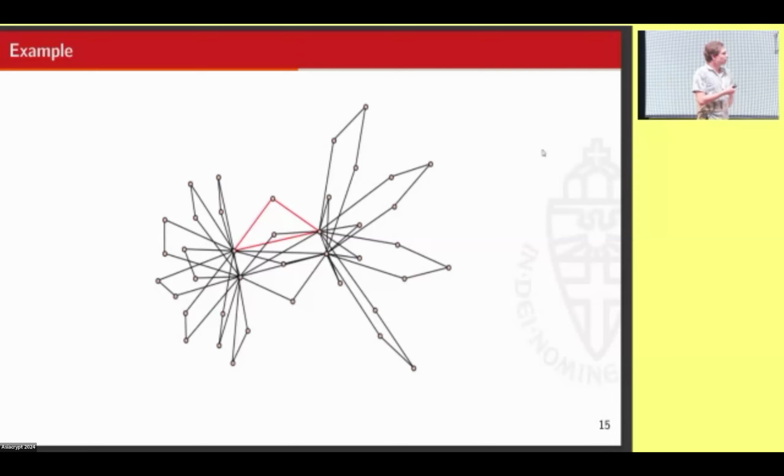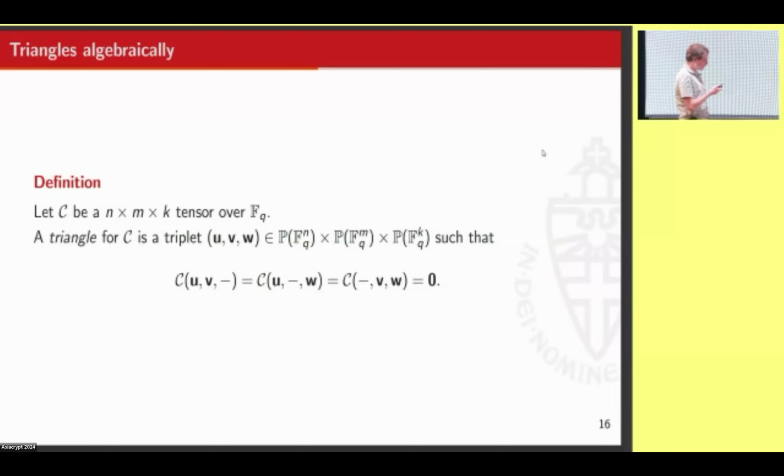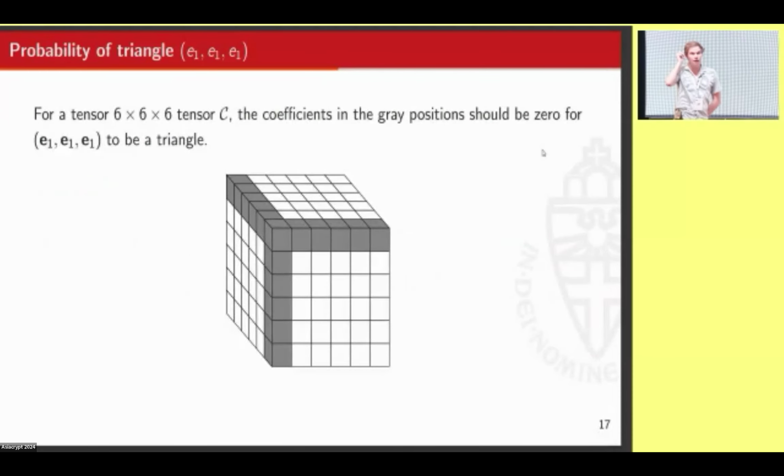So if we go back to the definition of our graph, what does a triangle actually mean? Well, it just means that we have a triplet of points, U, V, and W, projective again, such that if we apply any two of them, then they get to the 0 vector. So this is basically algebraically what a triangle means. And now let's look at what the probability is that the triangle appears. Because if we want to use it, we better make sure that we know with what probability it exists and how many there might be.